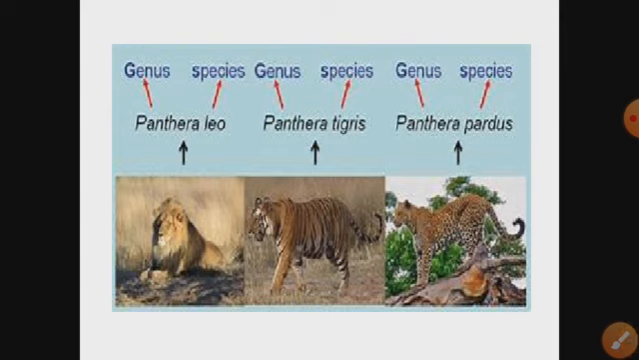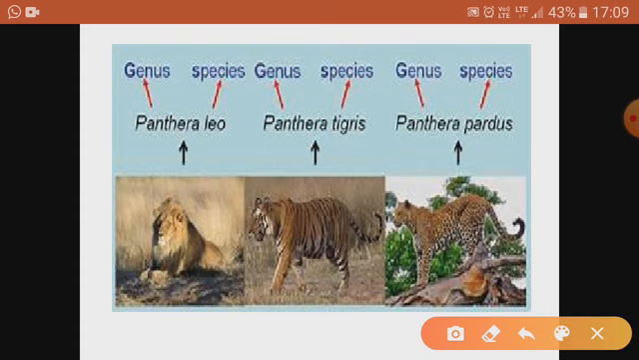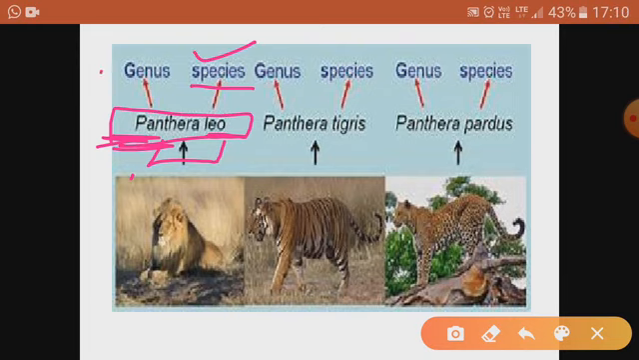Now, I told you that there is species and genus. You have to remember this. This is the binomial nomenclature, the scientific name given. The first one is the generic name, and the second one is the specific name. The specific name shows the species, and the generic name shows the genus. What is a species? A group of the same individuals. What is a genus? A group of species is called genus.